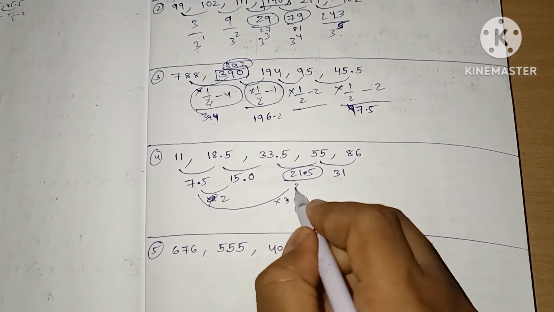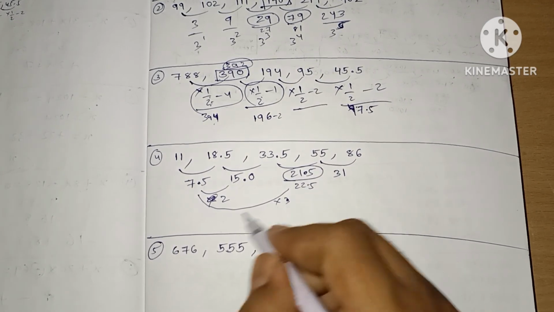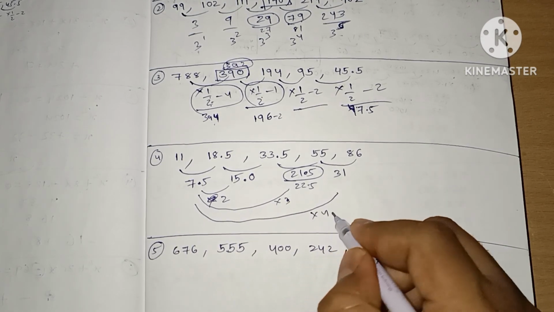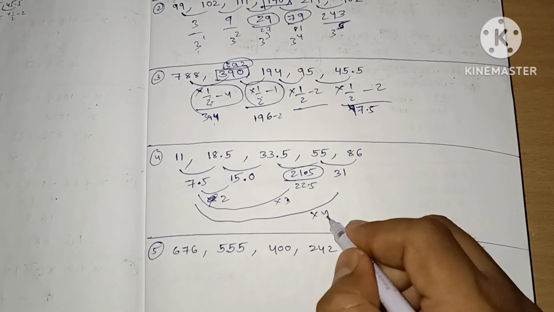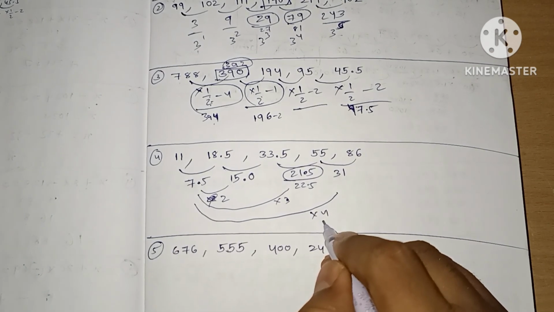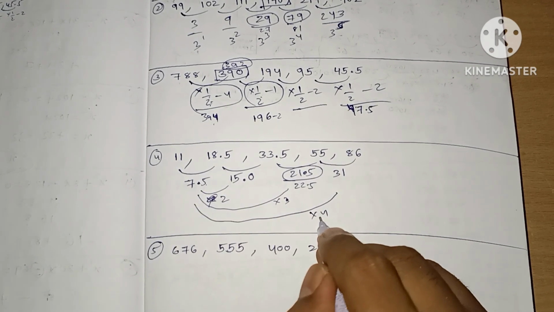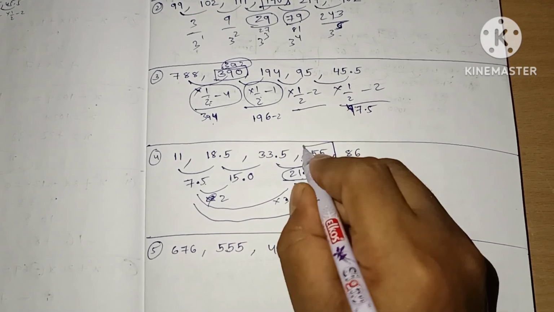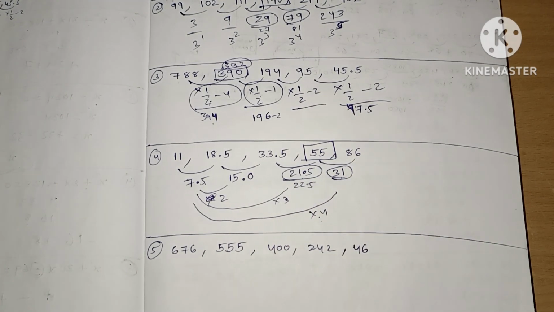Which is 22.5, not 21.5. 7.5 into 4 times will be 28, and 28 plus 2 will be 30, not 31. So these two are wrong numbers. So our wrong number is this one. Okay.